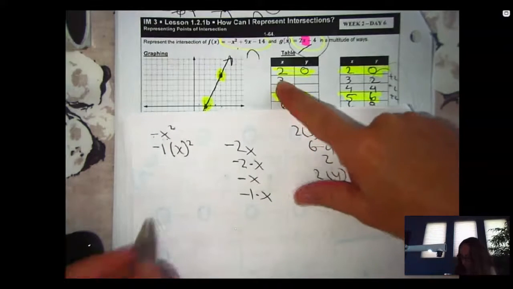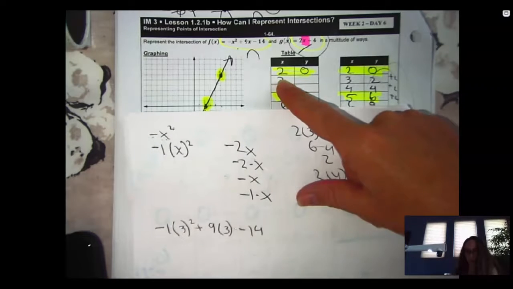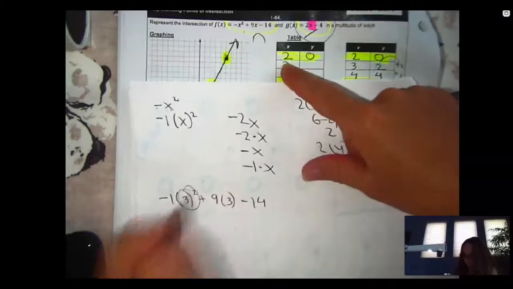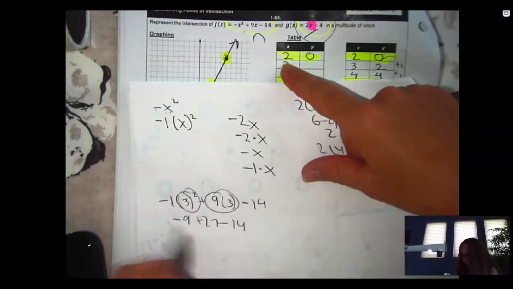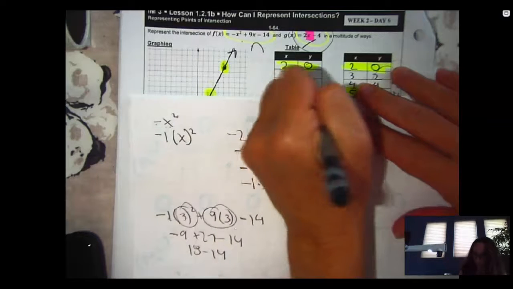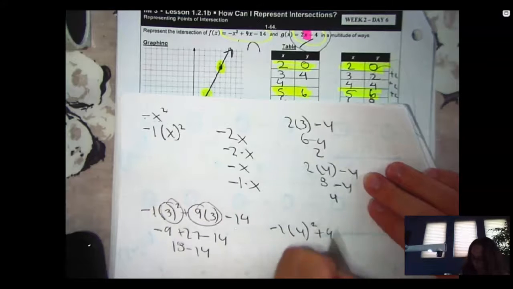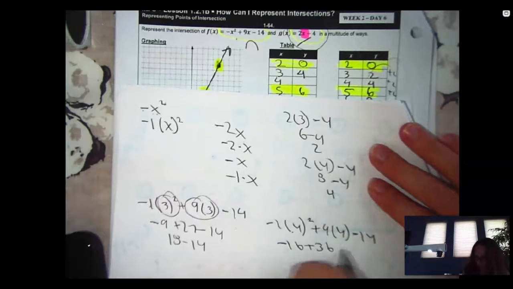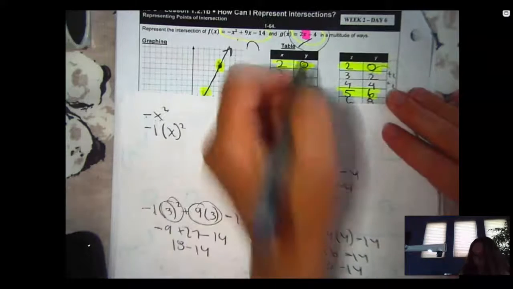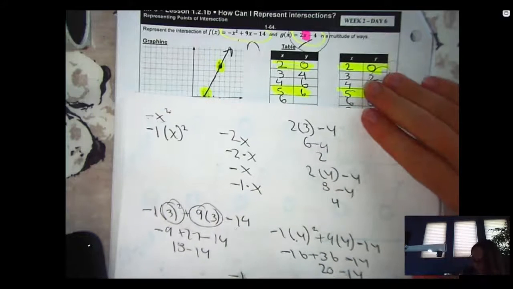So let's go back. I'm going to plug in 3. So I'm going to go negative 1 times 3 squared plus 9 times 3 minus 14. Based on PEMDAS, exponent first, that is negative 9. Multiply that. 18 minus 14 is 4. Okay? Do the next one. Negative 1 times 4 squared plus 9 times 4 minus 14. So 4 squared, negative 16 plus 36. I know I'm going quickly, but this should be review for you. Okay? And then let's do the 6. Negative 1 times 6 squared plus 4 times 6 minus 14.